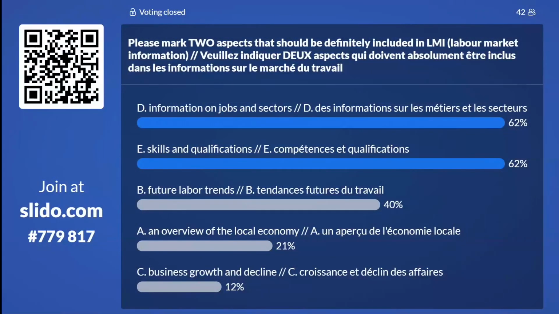Okay, well, let's see how you've voted, and also the people at home, if we can see the results. Oh, right, look at that. On number 1, we have a shared first position, information on jobs and sectors, and skills and qualifications. And there you see already that skills and qualifications is very important. And we heard that already in the past couple of days, that the public employment services want to have more information on skills.